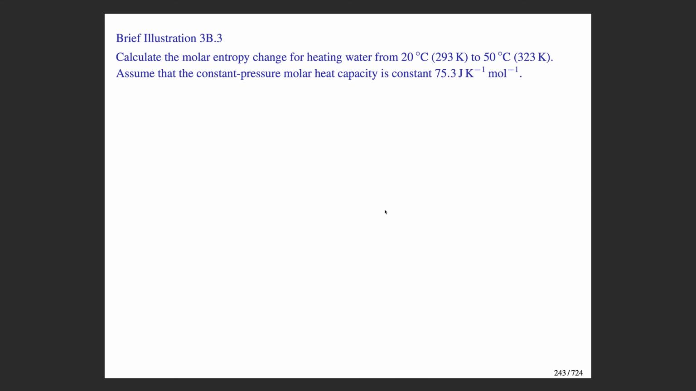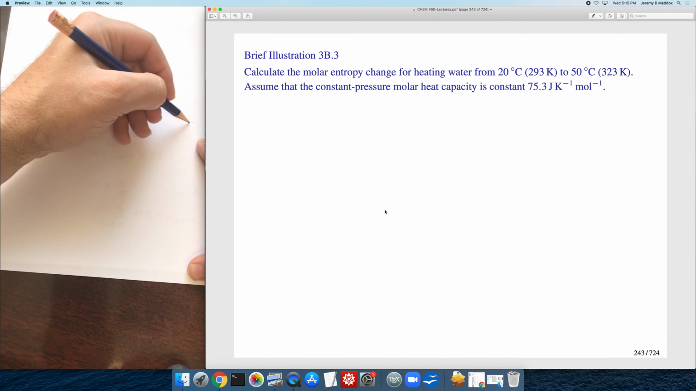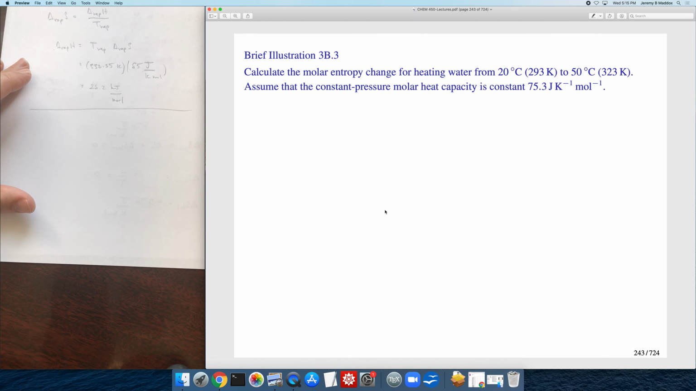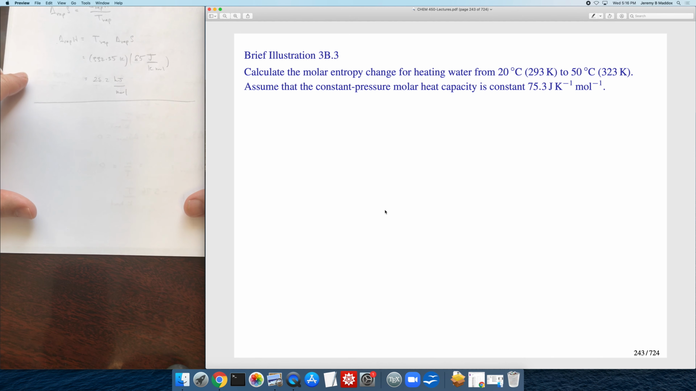And so here we have a problem where we will put this into practice. We're being asked to calculate the molar entropy change for heating water from 20 degrees Celsius to 50 degrees Celsius. I guess we'll assume that this is an isobaric process, so it's isobaric heating. Assume that the constant pressure molar heat capacity is constant, 75.3 joules per Kelvin per mole.